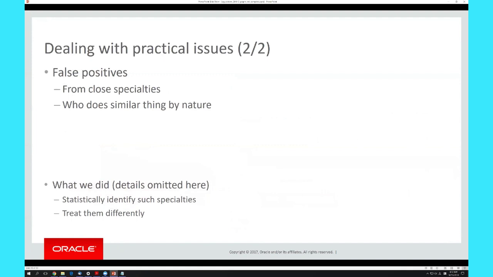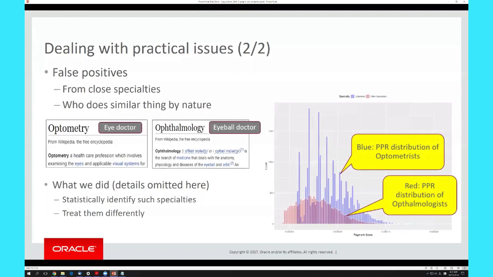And then there is another source of false positives, which comes from close specialties by nature. When we looked at the data set again, after dealing with that, there was a large group of doctors that are close to eye doctors. These doctors are called ophthalmologists, which means eyeball doctors. It was my first time seeing that such a job exists at all. Just from the definition, you can easily say that they are doing almost the same thing as eye doctors. Okay, that's interesting. And then how do we deal with it?